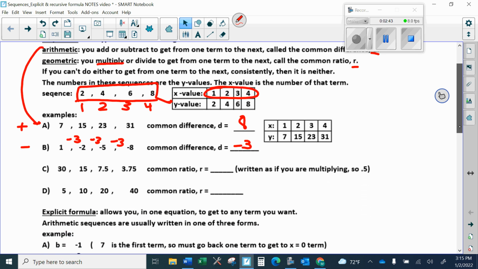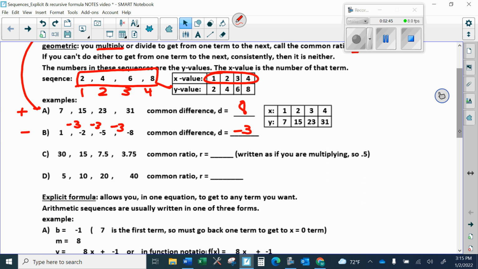And here's an example of just writing that out on the first one right here. First 4 terms, and there's the first 4 terms, adding 8 each time. The term number is the x value. The number in the sequence itself, the value of the term, is the y value. Okay, so those were arithmetic, an example of addition and subtraction.